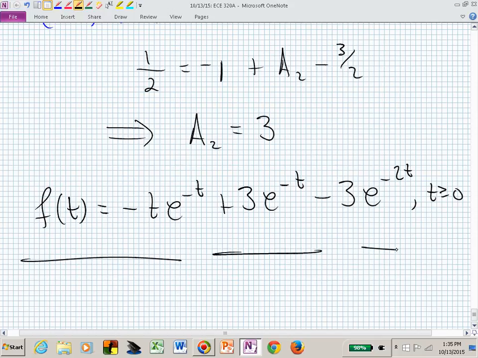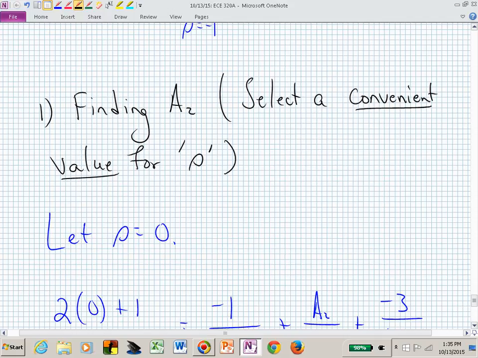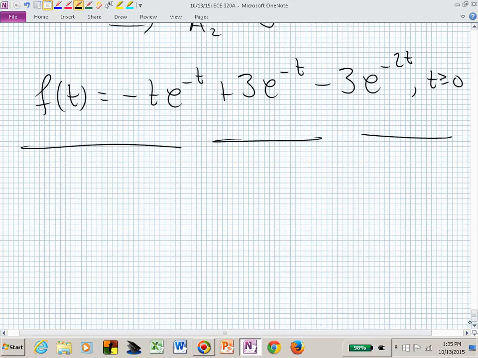But we can't pass up an opportunity to have some fun. We found a sub 2 one way. Let's find it a few more ways. So there was the first way with a convenient value of s, which in this case was pretty nice.